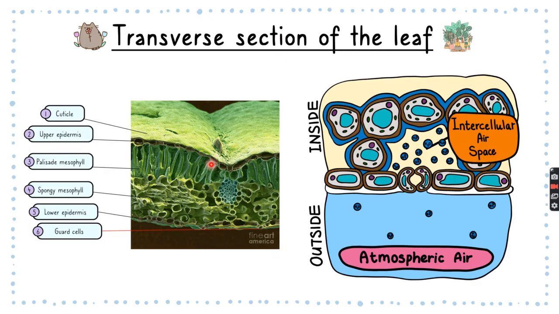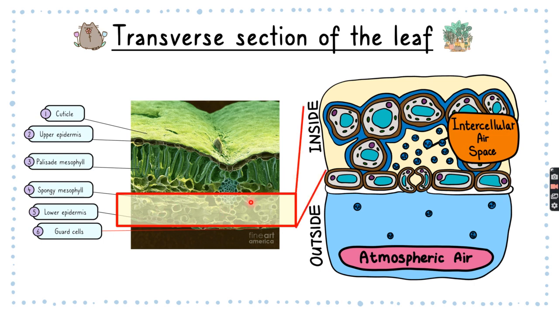So let's do a review of the transverse section of the leaf, and how we relate this more realistic picture right here, which is actually a real picture, to a diagram. So at this part right here, we can see that it's highlighted where you can see a lot of spongy mesophyll layer. So this part is referring to this part of the drawing or the diagram. So this is referring to the inside part of the leaf. So it is inside the leaf itself.